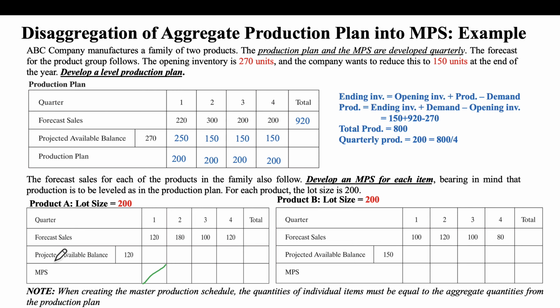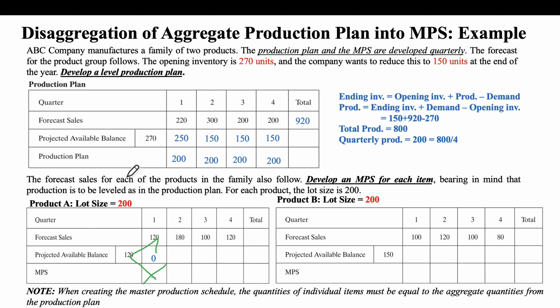And our projected available balance will be 0 plus 120 is equal to 120. 120 minus 120 is equal to 0. So our projected available balance for here will be 0. And then the next thing is, is this 0 sufficient to meet the demand for the next period, that's 180? No, it is not. So therefore, we will have to do some production.